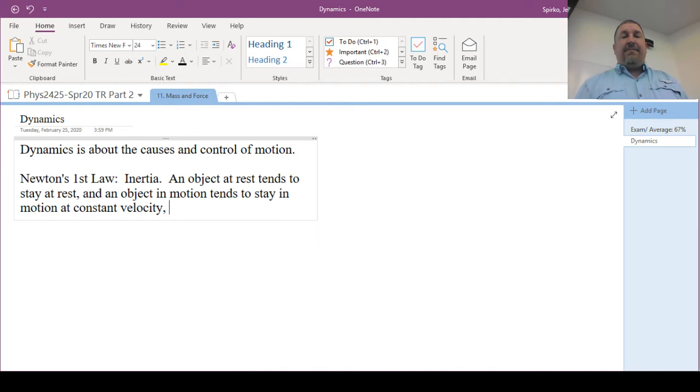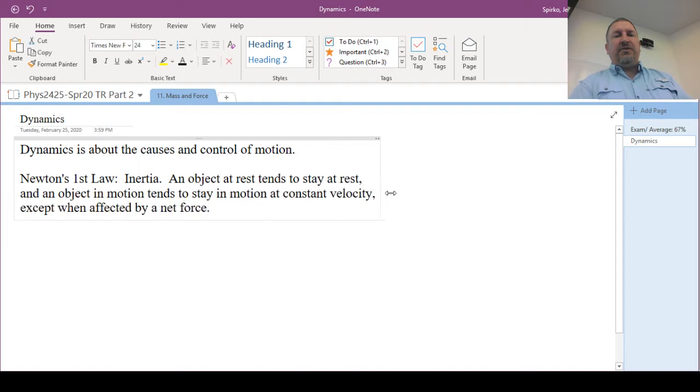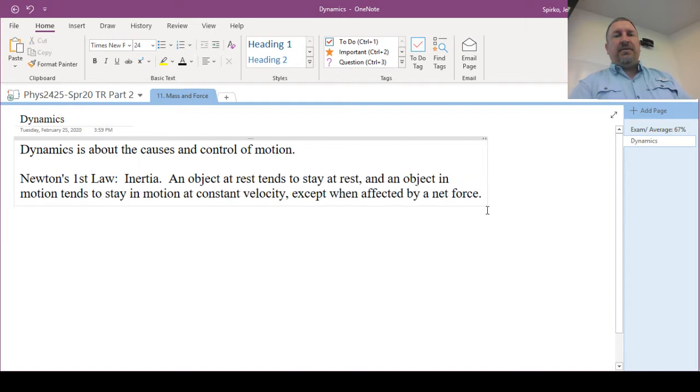So the comma at the end is except when affected by a net force. Now, different objects have different amounts of inertia. Very light objects are very easy to influence, and very heavy objects are more difficult to influence.